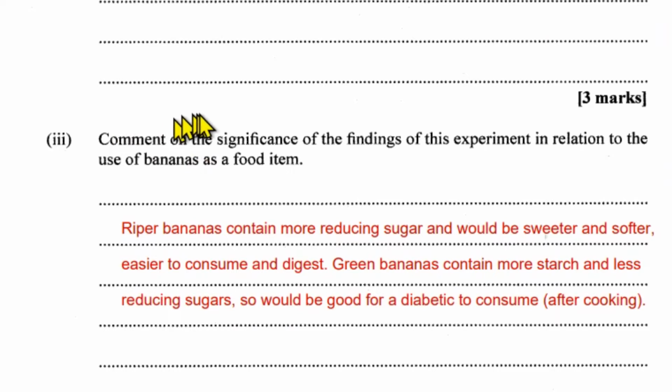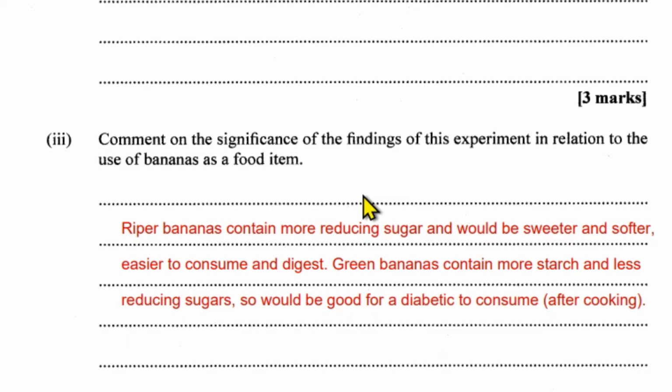Part 3. Comment on the significance of the findings of this experiment in relation to the use of bananas as a food item. So what this shows is that bananas, you can eat them 2 different ways. You can eat them green, or you can eat them ripe. And riper bananas would contain more reducing sugar, and they would be sweeter and they would be softer.